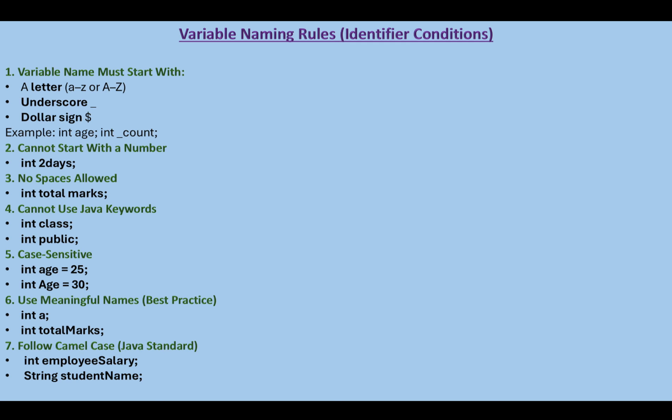And the last one is, as per the Java standard, we follow camel case. If you look at the examples here, in the first one, employee is the first word. It started with a lowercase, and the second word started with an uppercase. Similarly, in the second example also, student is the first word. It started with a lowercase, and the second word, name, started with an uppercase. So these are the total rules and conditions we need to maintain while declaring the variables.